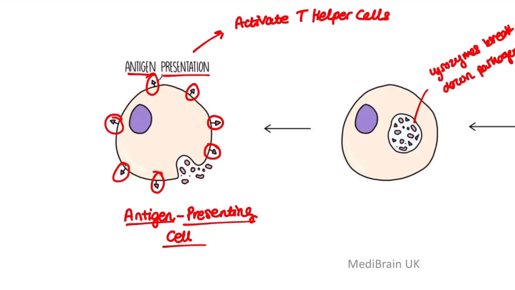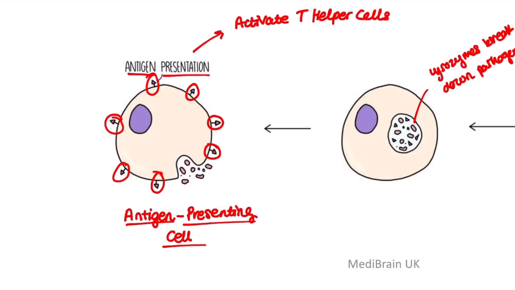Okay, and then these T helper cells, they will activate B cells, they will produce more T helper cells, they will stimulate more phagocytosis, they will produce cytotoxic T cells. Okay, and those are just some of the functions of T cells. So that's your cell-mediated response, the activation of T helper cells.